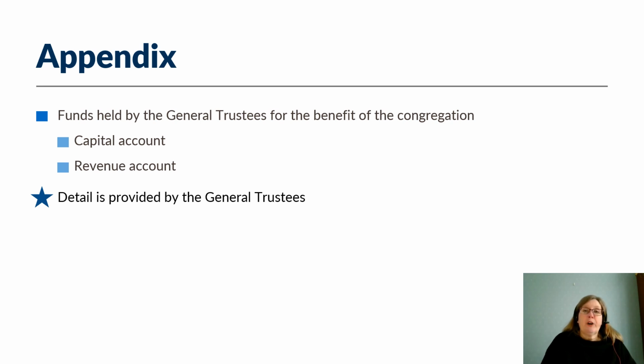The final part of our receipts and payments accounts is the appendix showing any balances held by the general trustees for the benefit of the congregation. But the good news here is that the General Trustees Finance team send you the required information, and all you need to do is copy the details across.